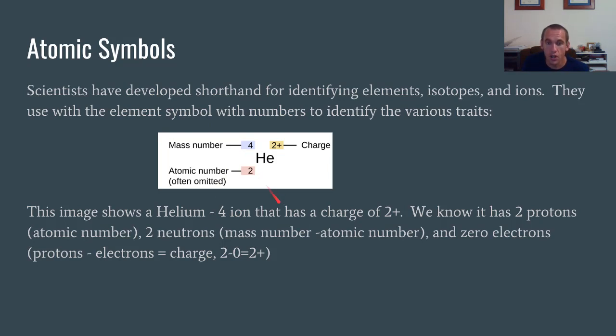with a 2+ charge. So the helium-4 tells me I'm not talking about every isotope of helium. I'm just talking about the specific isotope of helium that has 2 neutrons. And I know it's got 2 neutrons because 4 minus 2 leaves me with 2.